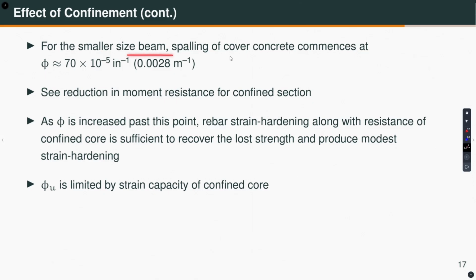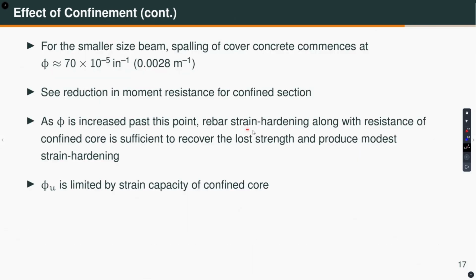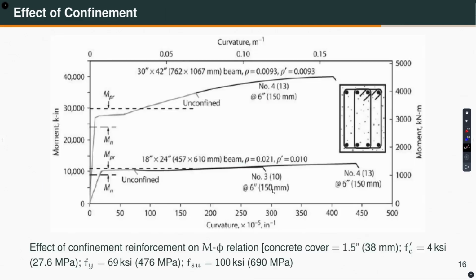For the smaller size beams, spalling of cover concrete commences at about 70 × 10^-5 inch^-1. So, you get a reduction in the moment resistance, and as phi increases past this point, okay, then what happens? Reverse strain hardening along with resistance of the confined core is sufficient to recover the lost strength and produce modest strain hardening. And for the smaller cross section, phi u is limited by the strain capacity of the confined concrete. That means it is here; this strain here, phi u, is dictated by the core concrete strain.